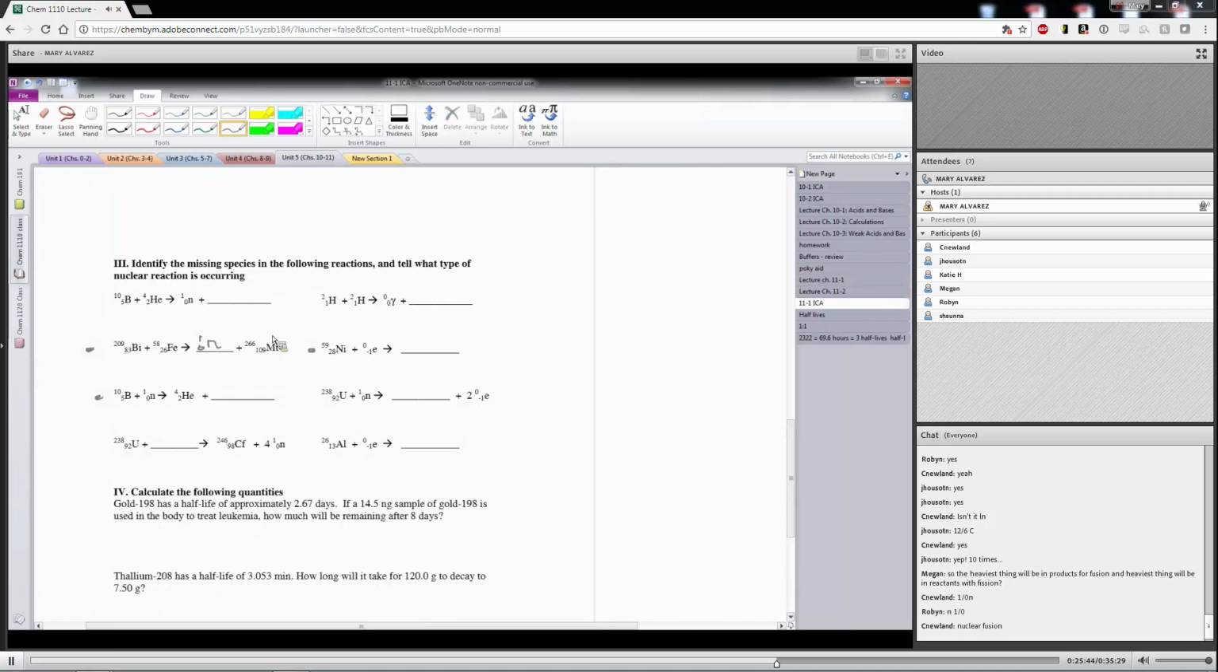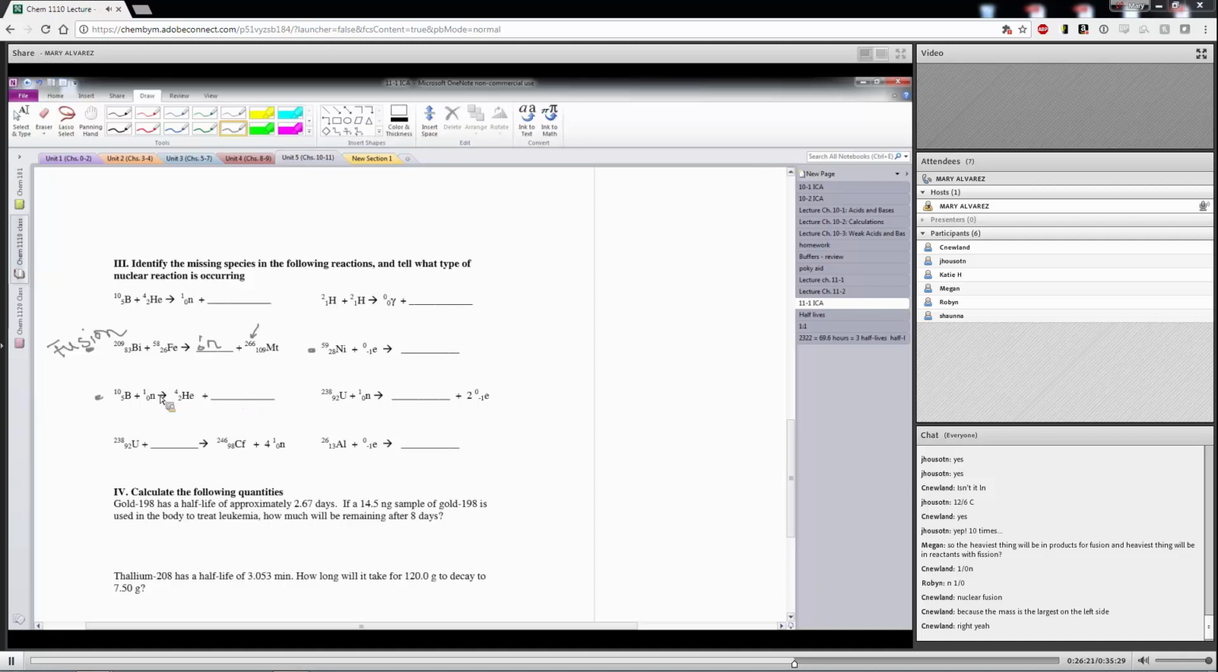And Candace correctly identified this one as fusion. Why fusion? Because the largest mass is a product, on the right-hand side, right? Yes. Yes, yes, yes. Okay, guys, help me out with this next one here, right here.